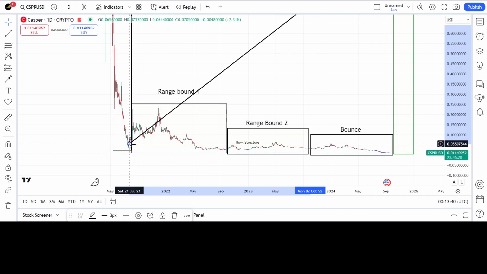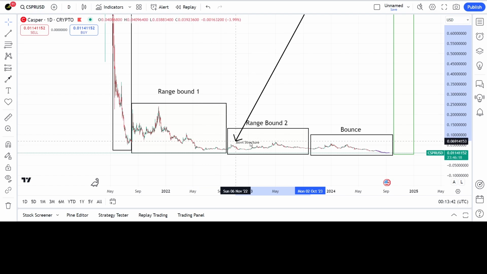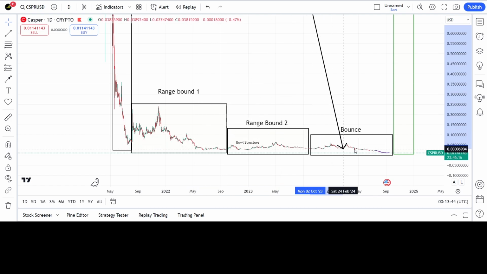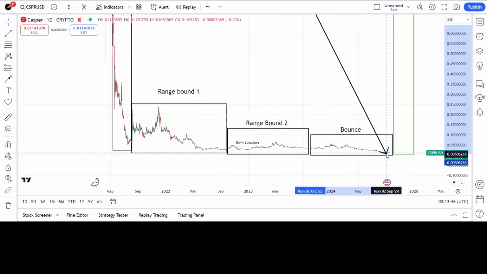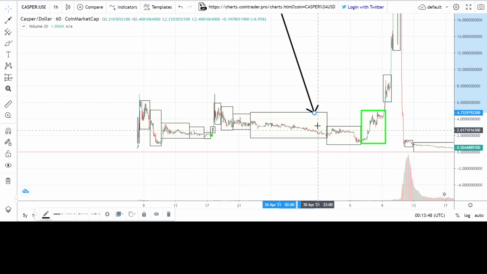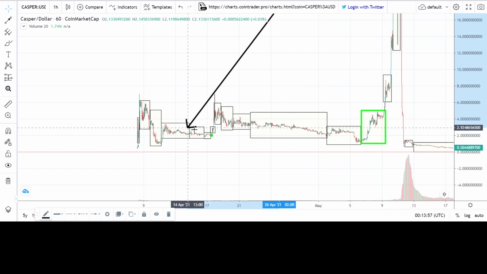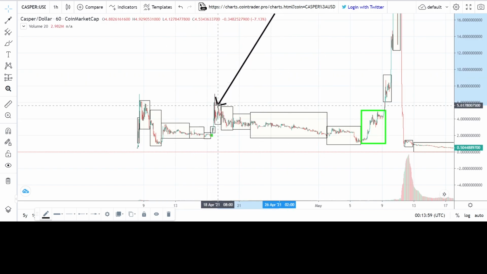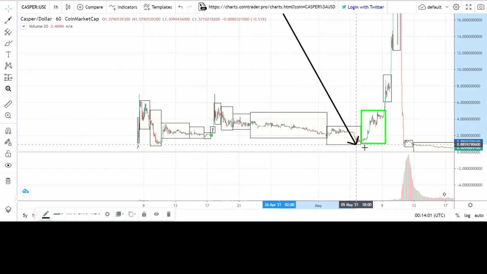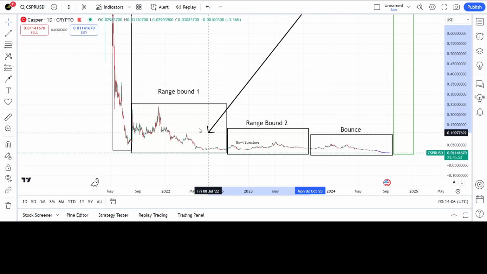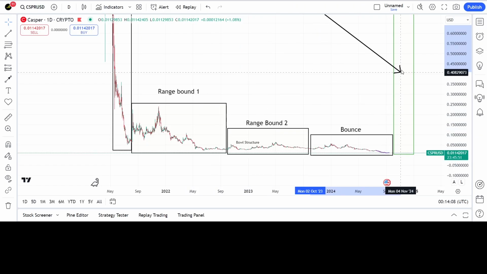So on today's chart, it has been doing the same thing. It is grinding down to a low point. This is the rubber band being pulled back. This is how Casper goes into its bull runs. It drops down low and then it shoots up. Drops down low, then it shoots up.